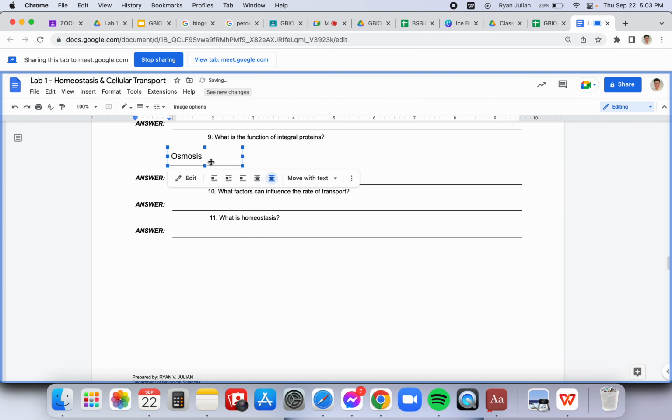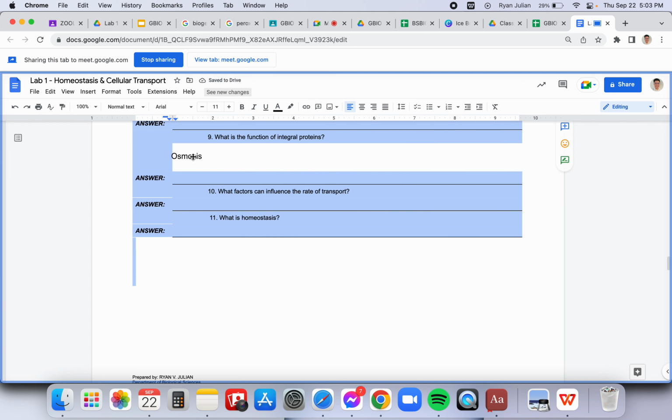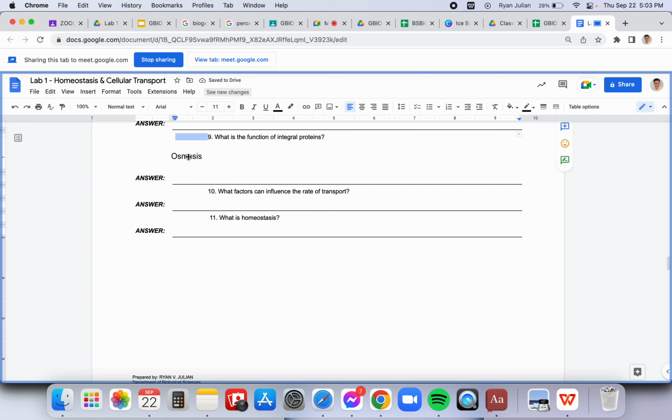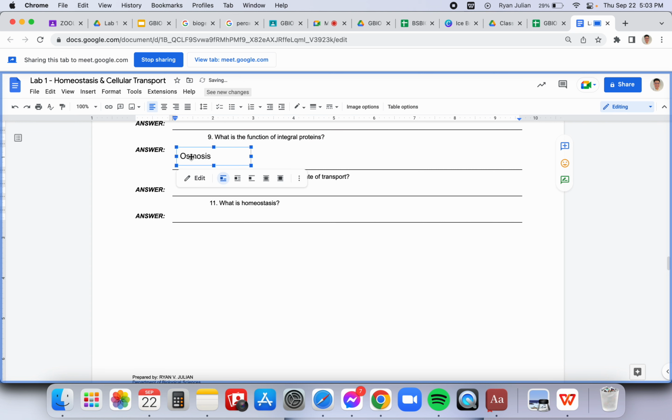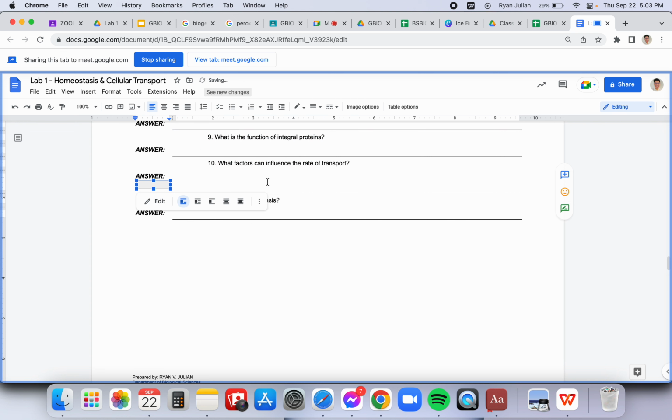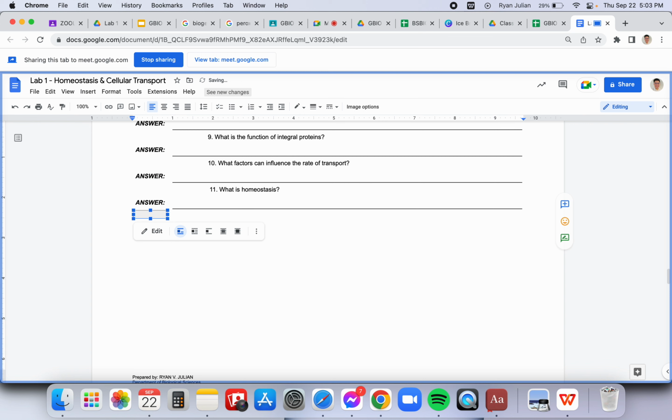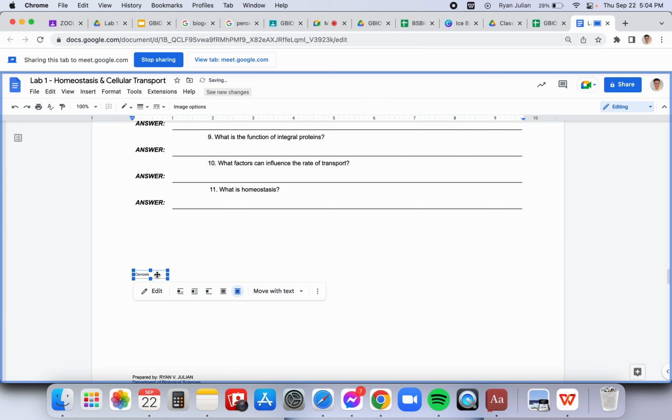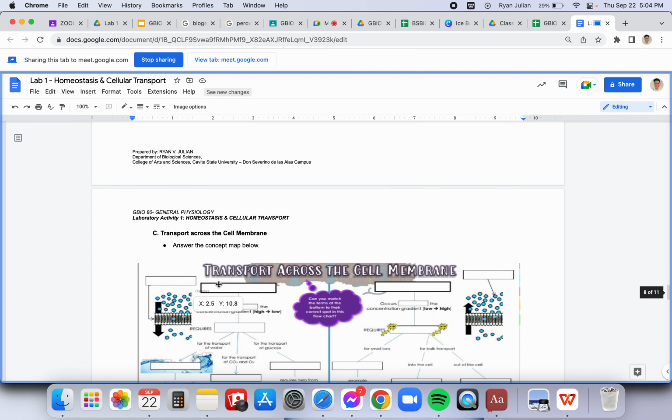And in front of text. Ay, pumasok po siya sa ano. Hindi ko siya ma-drag. Ayun. Lumiit. Ayan. Lumiit siya ng slide. Pero, yan. Para dito sa, in this box, the answer is osmosis. Yeah, just drag it there.